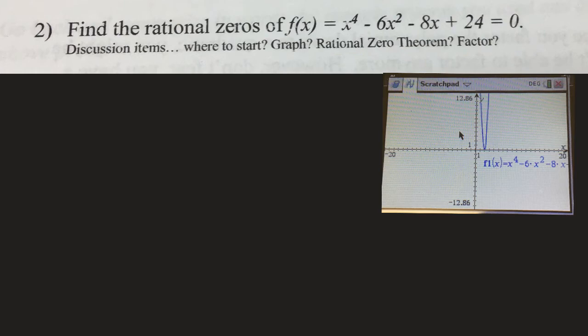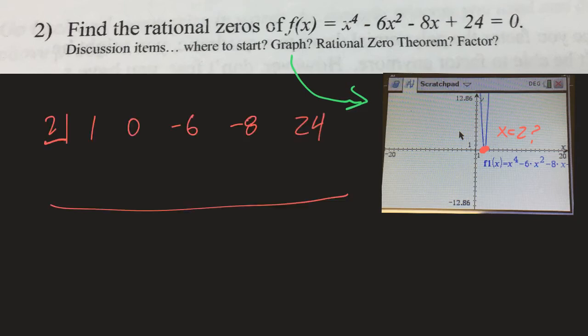If we look at this graph, do we see any zeros that we might use as a starting point? I'm hoping you notice that on the graph, it looks like x equals 2 might be a zero. So let's try that to start out. We're going to start with x equals 2, and then use synthetic division to help us break this polynomial down. So let's set up synthetic division with 2 and this polynomial. Here we go.